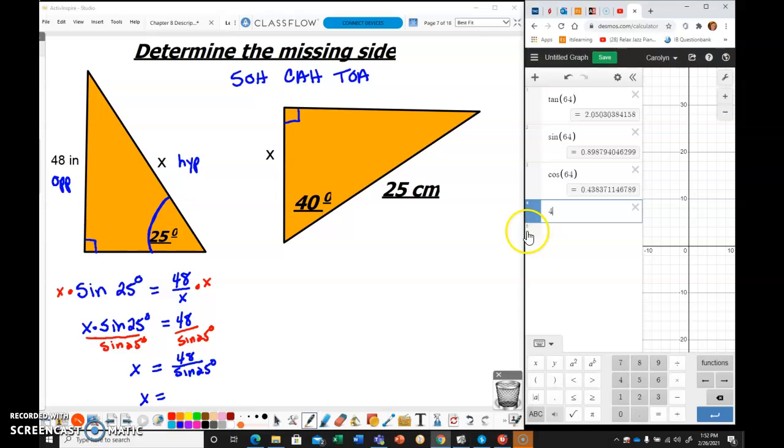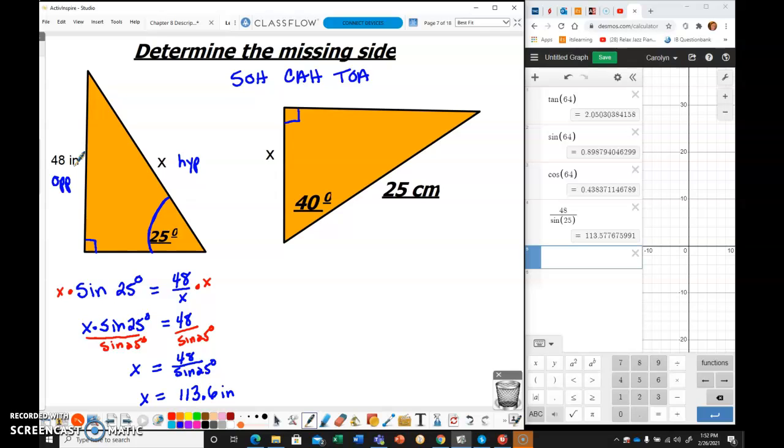So I'm going to type that in: 48 divided by, I'm going to go to functions, sine of 25 degrees, and I'm getting that the hypotenuse is 113. It didn't give me a rounding instruction, but I'm going to put 0.6. Okay, and I can put inches on that. I know it's inches because the other one was in inches as well.